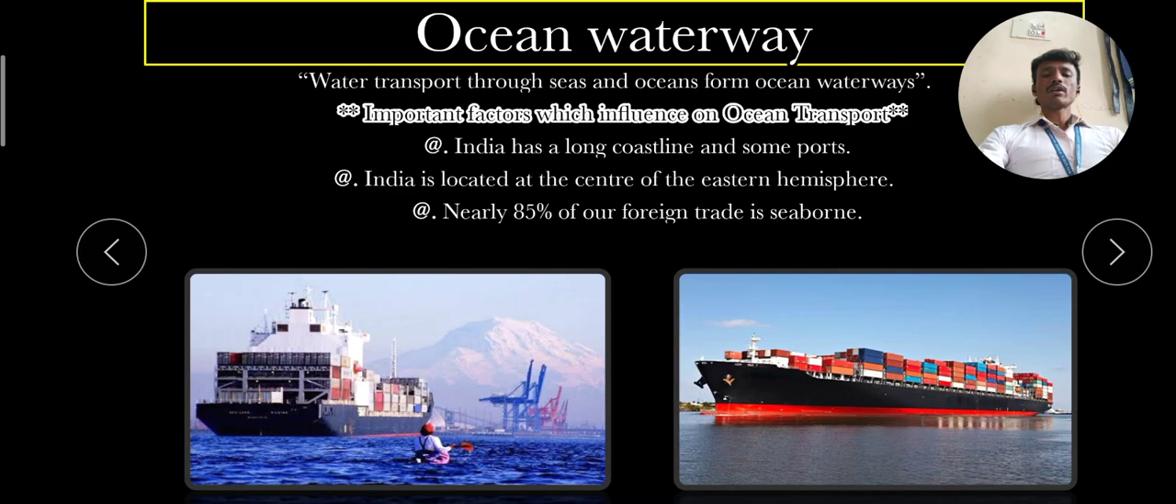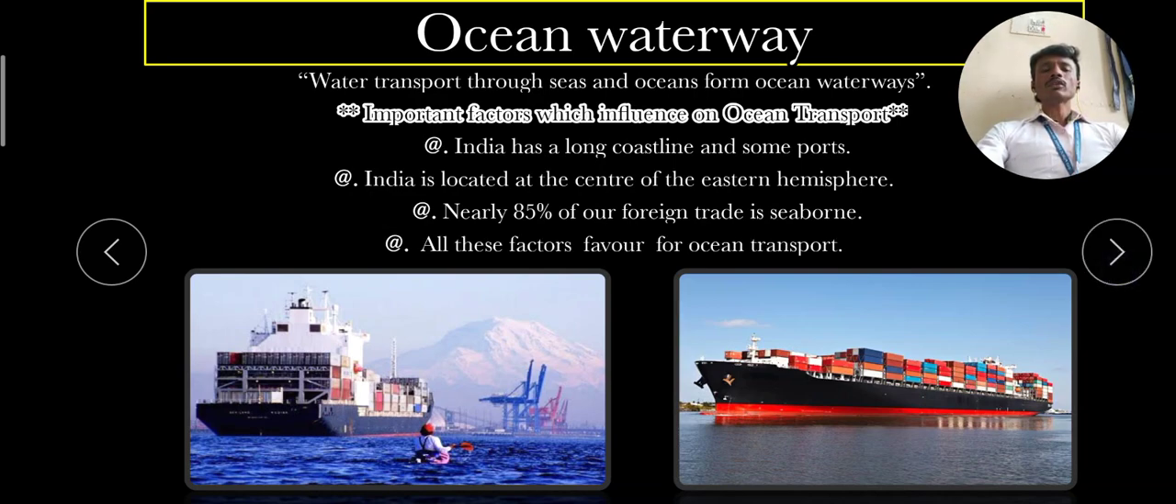What is the meaning of seaborne here? Seaborne means carrying goods and passengers, goods and services, over the sea from one country to another country. And all these factors favor ocean transport. So which factors favor ocean transport should be kept in our mind. India has a long coastline and consists of some ports, India is located at the center of the eastern hemisphere, and nearly 85% of our foreign trade is seaborne. All these factors are very essential. So this is about the ocean waterways.